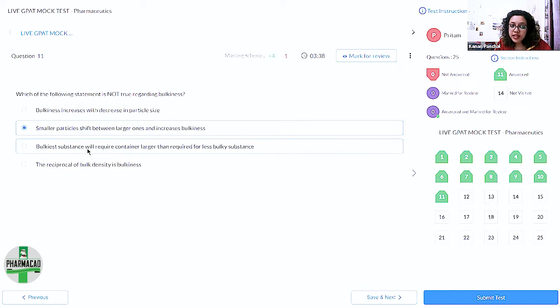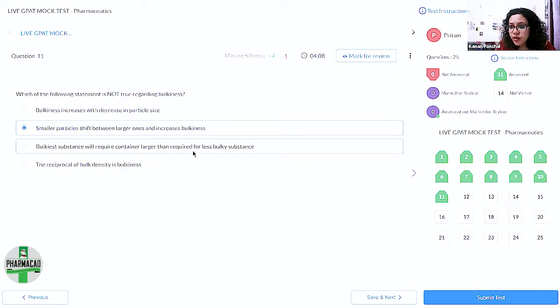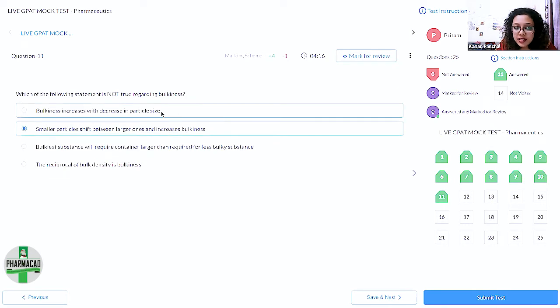Next option, let us come to: bulkiest substance will require larger container than that for less bulky substance. It's true, ma'am. Right? So C, I just gave an example, so C is ruled out anyways. Reciprocal of bulk density is bulkiness. True, correct? So C and D are ruled out, correct? What remains? These two. So here the answer is both of these.